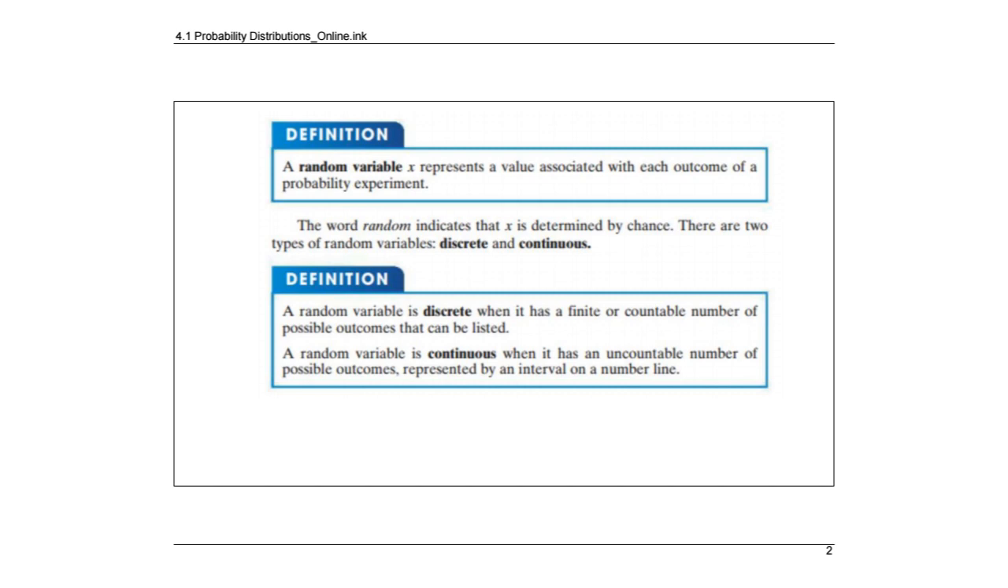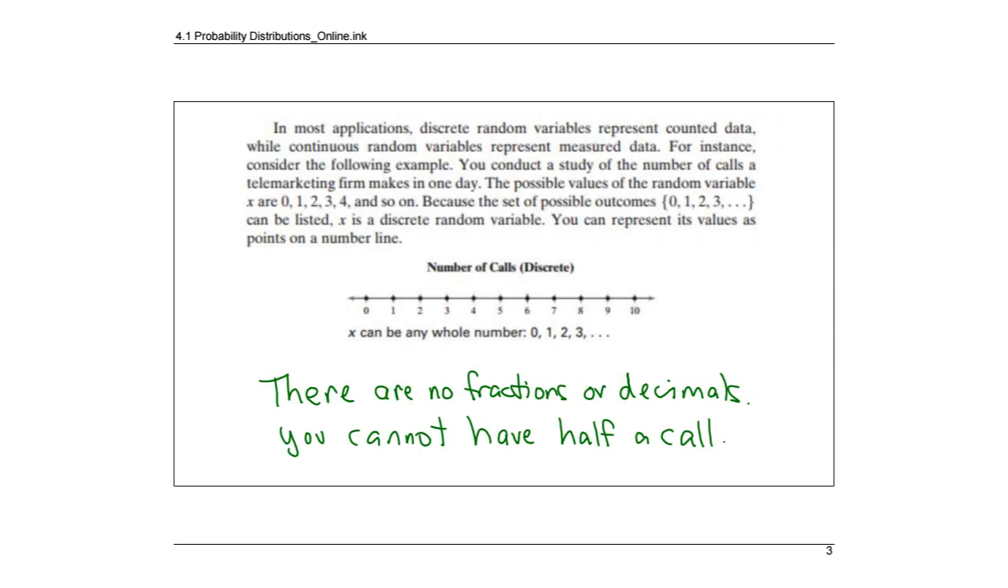Continuous is different. We can't count them because we actually have lots of fractions and decimals. So this would be maybe how much rain fell, right? Because we could have 1.5 inches, we could have 1.25 inches, we could have 1.2 inches. We couldn't count them because there's so many different decimals and fractions on the number line. I'll show you an example.